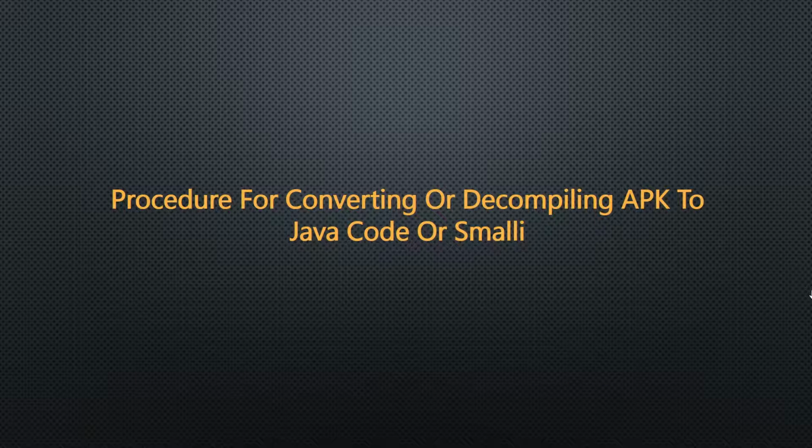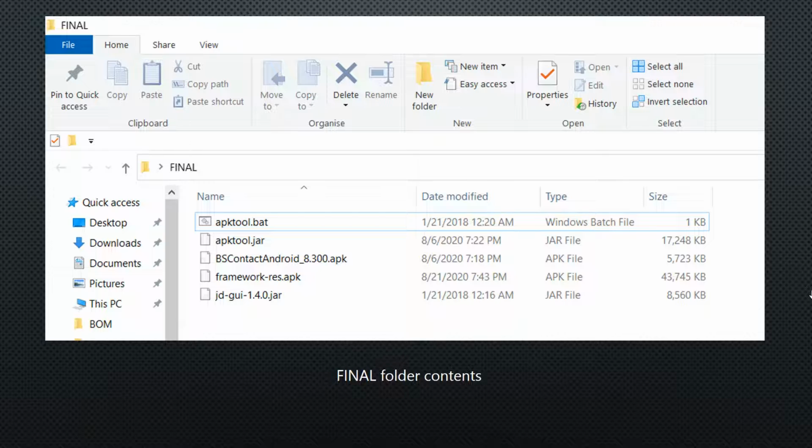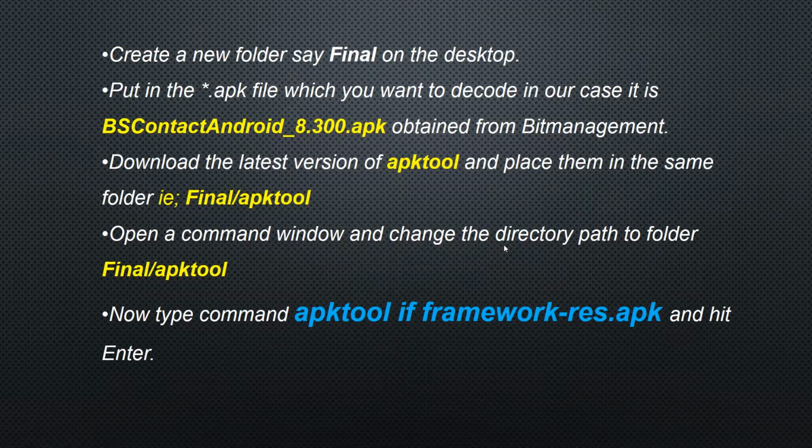Now the next procedure is for converting or decompiling APK to Java code or smali. This is the APK that you will get, actually the components of the APK. You can see the final Android APK, then this jar file, the APK and jar, and this bat file. The final folder contains these. Now what you have to do is create a new folder, say final, on the desktop, and put in the APK file which you want to decode.